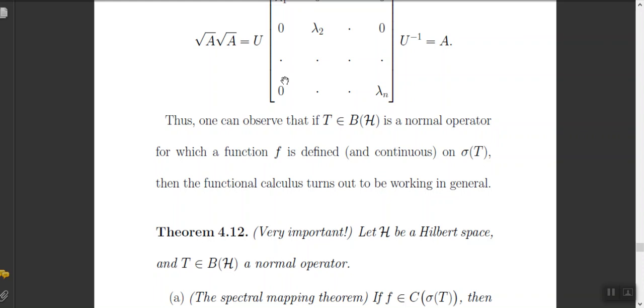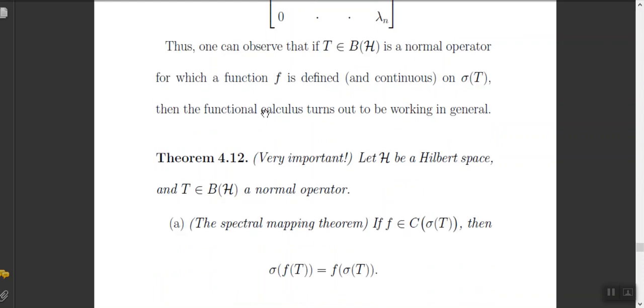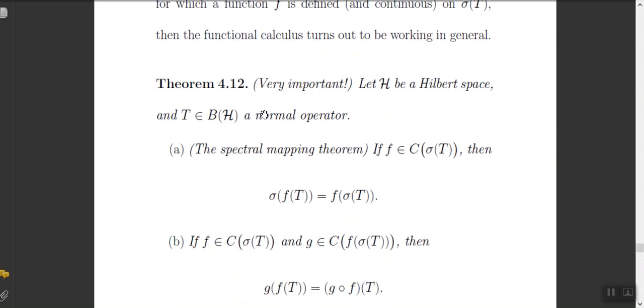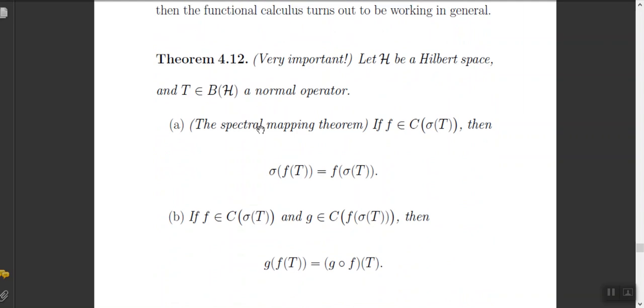Now look at here. Next, we have a very important and interesting theorem. We just mention it without proof, okay? Because the proof is very complicated and it's definitely beyond the level of our class. So we just mention without proof, but we will give some examples. Let's say T is a bounded linear operator, normal, okay? T is a normal operator.